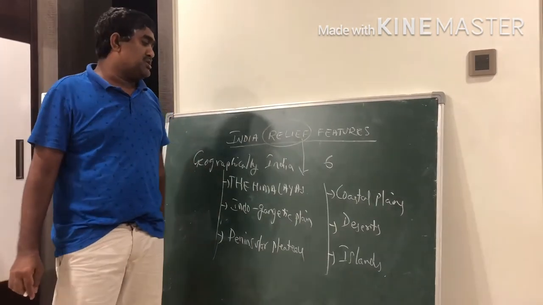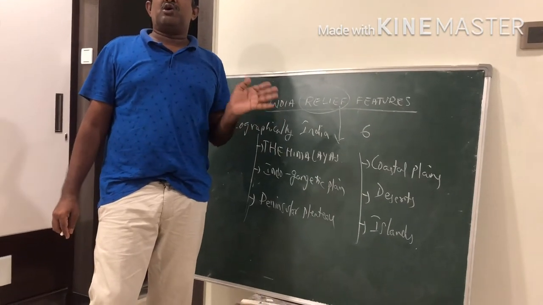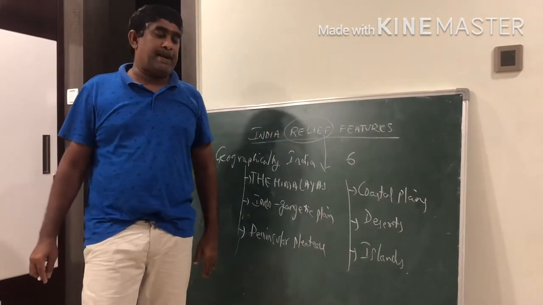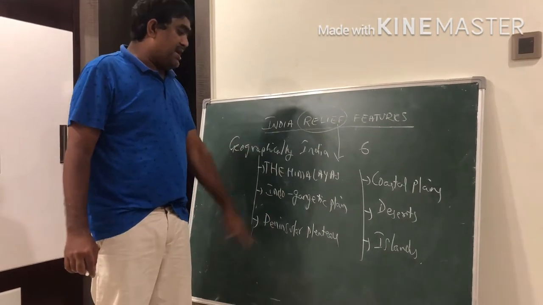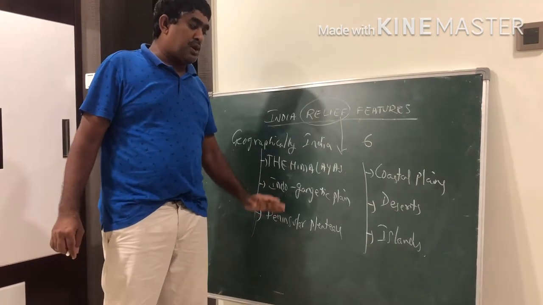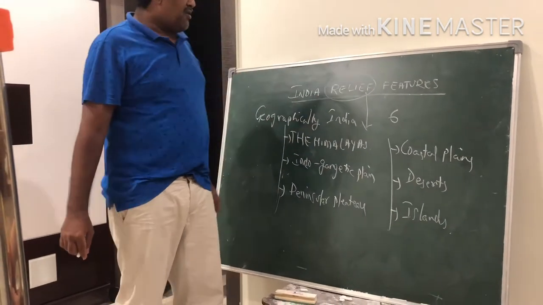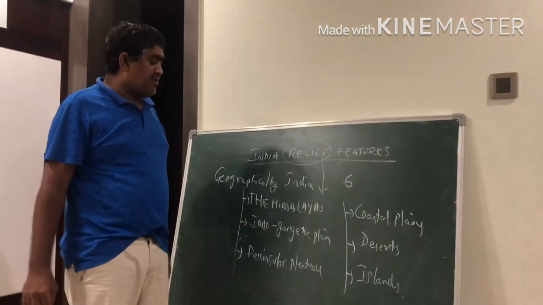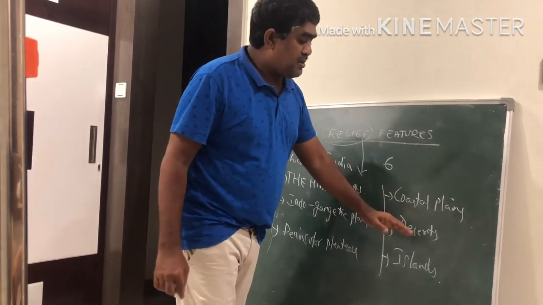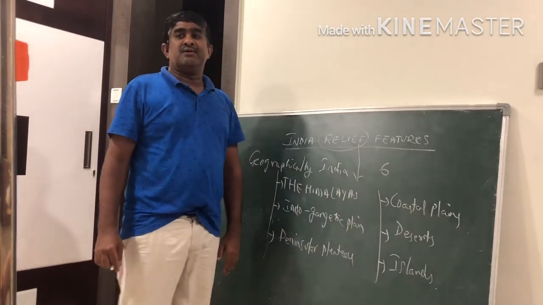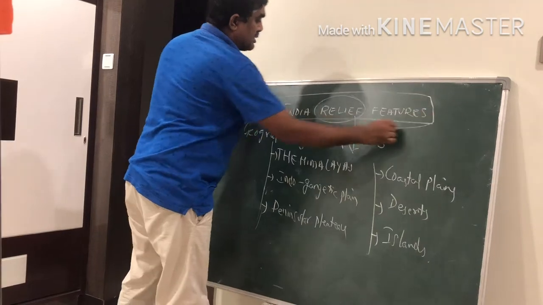Overall India major reliefs. One of the most important questions: what are the major reliefs of India? How is India geographically divided? Indian major reliefs are six. They are the Himalayas, Indo-Gangetic Plain, Peninsular Plateau, Coastal Plain, Deserts, and Islands. If you complete each one in brief, then our lesson, unit 1, India Relief Features, is completed.